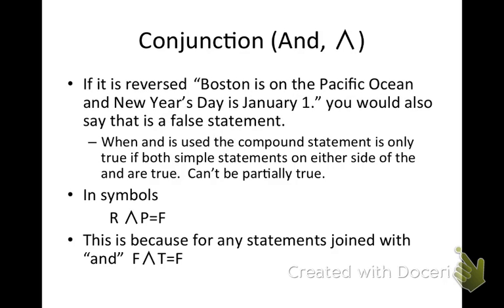So what if I reverse it? If I said Boston is on the Pacific Ocean and New Year's Day is January 1st. Same two statements, I've just switched the order. Well, you would still call me a liar. You would still say this is false, because the order doesn't matter in an "and" and the order doesn't matter in an "or." In an if-then, it does matter, so don't assume it never matters, but in the "and" and the "or," it does not. So in symbols, I have R first, because I use statement R first, and then statement P, and there's the "and." R and P is false, because I had a false and a true, and I get a false.